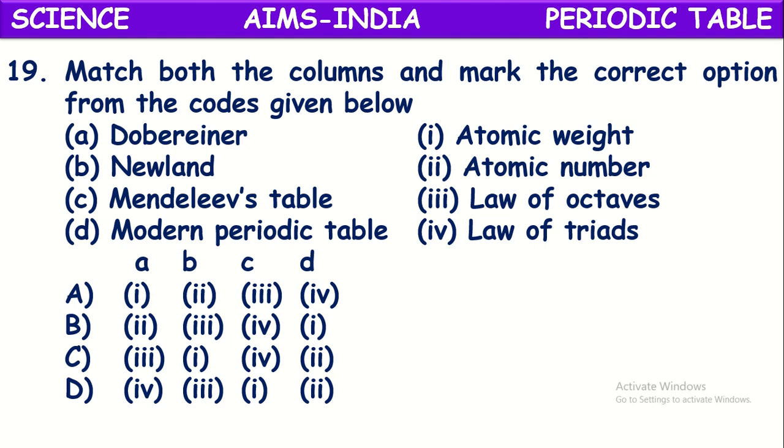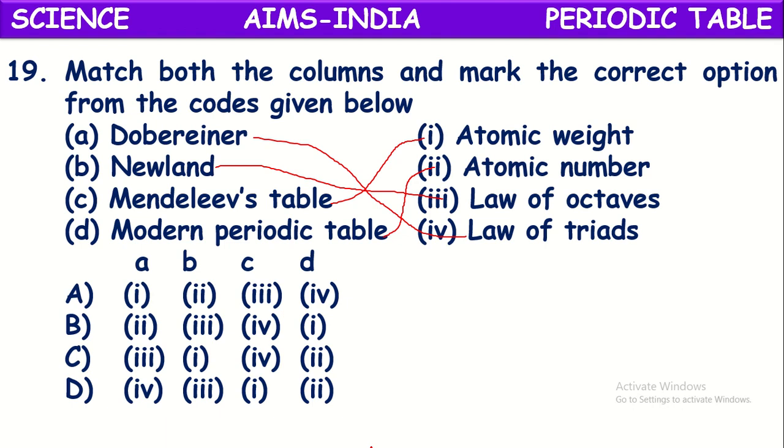Next one. Match both the columns and mark the correct option. See the columns given here, try to match this. Scientist names and their contributions are given here. Dobereiner classified elements into triads, that is the law of triads. Newlands, law of octaves. Mendeleev gave his periodic table based upon the atomic weight of the elements, isn't it? Next, the modern periodic table is based upon the atomic numbers of the elements.